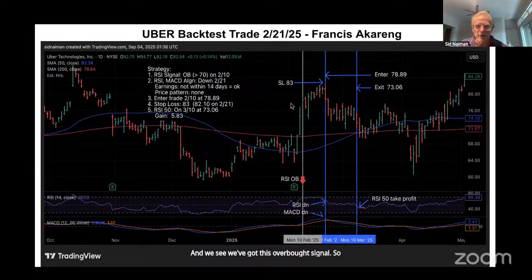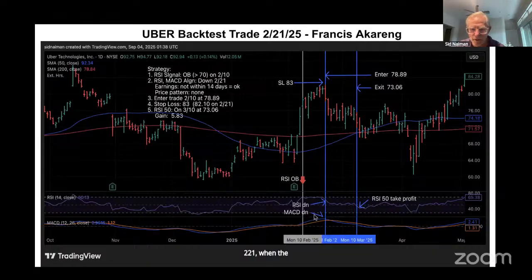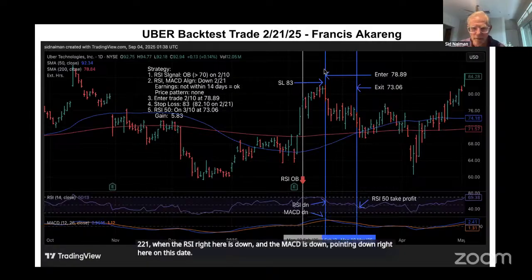So the next step is we need to wait, once we get the signal, for the RSI and MACD to align in the same direction. Since we're overbought, we're looking for price to move down. So we have the RSI and MACD, step two, aligning in the down direction on 2/21. Here's the date, 2/21, when the RSI right here is down and the MACD is pointing down on this date. So now we have an alignment.